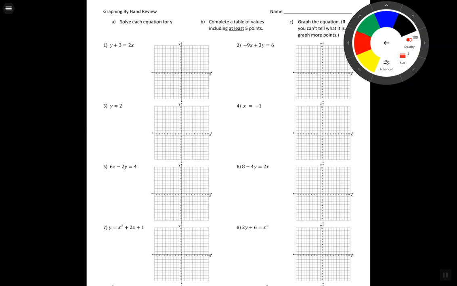Okay, so can you do all the linear ones? Linear are the ones where there's no power on x or y. Can you do 1 and 3 and 2 and 4 and 6 and 8? And we can do quadratics because we did quadratics, 7, and this is, save 8. It's a little tricky.